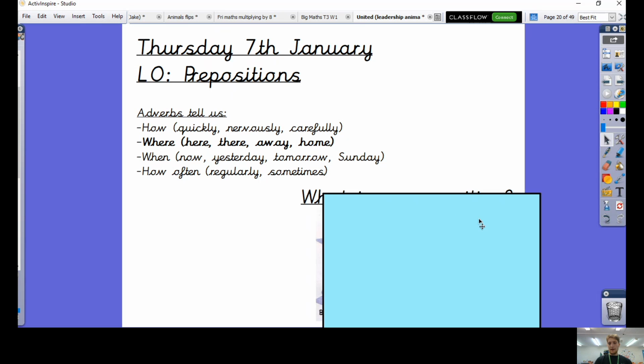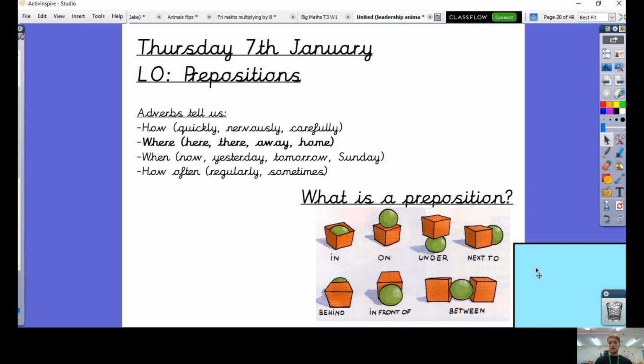There's also another nice little picture that we can use to help us look at prepositions. It involves a green ball and a box, and it gives us a really nice pictorial representation of different prepositions. So you can see here, in, the ball is in the box. On, the ball is on the box. Under, the ball's under the box. Next to, the ball's next to the box. And I'm sure you can see the other ones, okay? But they're just some nice examples and pictures that we can use to show firstly what a preposition is. But we're going to look deeper into it throughout the lesson.